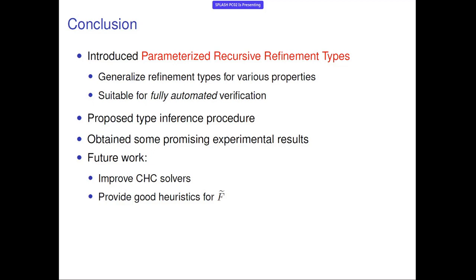I have a question for you, actually. Is this modular? Can you check a single function in the absence of the call site, or do you require the whole program to be typed simultaneously? In this research, it is whole program and not modularized. But I think it is easy to extend this for modular verification.